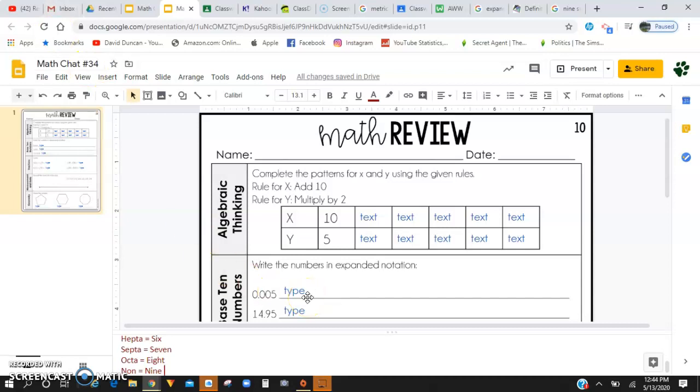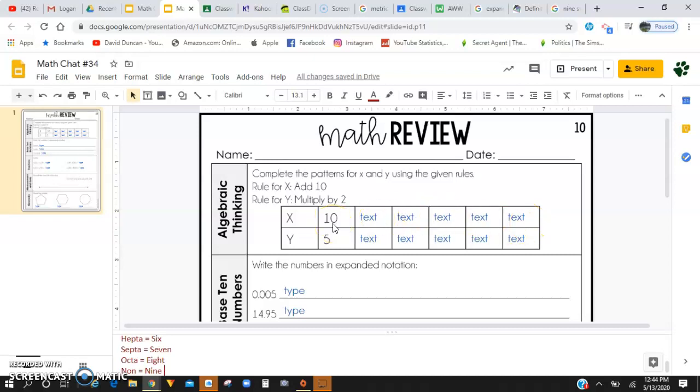Right, Math Chat 34. Here we go. Algebraic thinking. You need to complete the patterns for x and y using the given rules. So the rule for x is you need to add 10. So in this row, you want to add 10 to every previous number or cell.